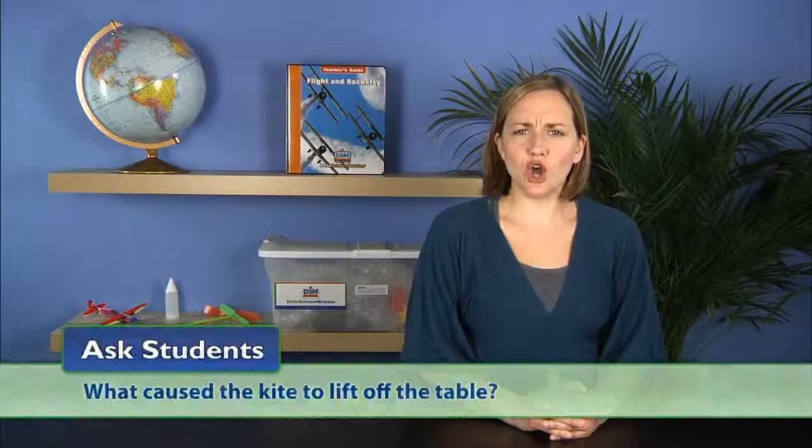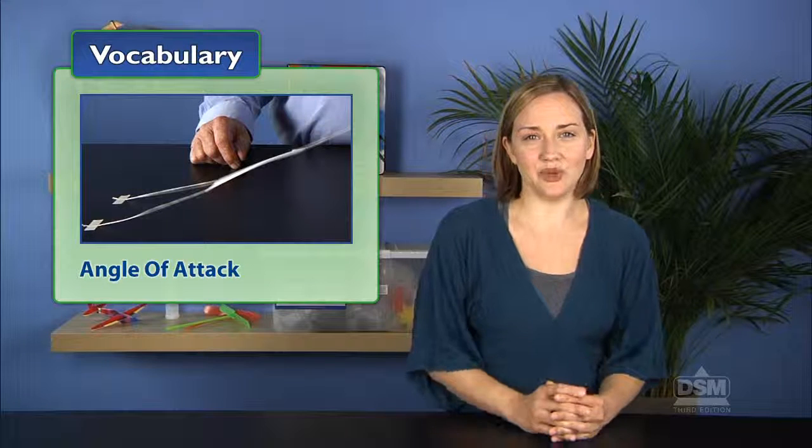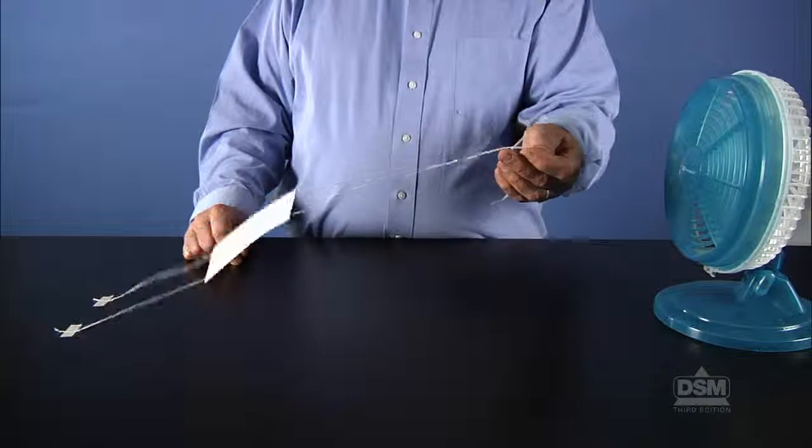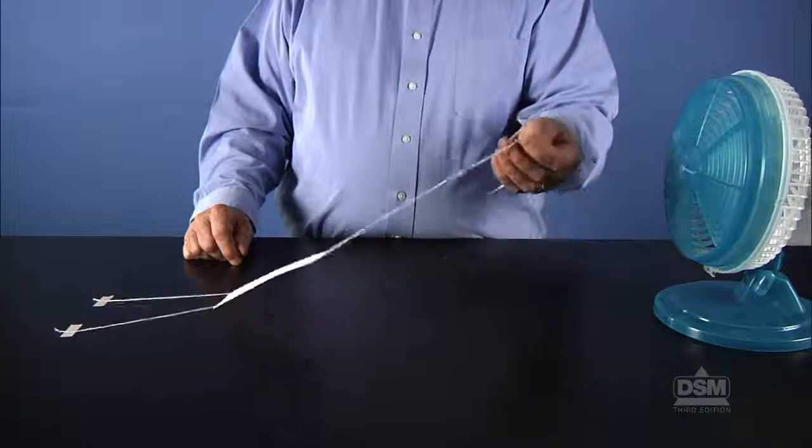Then ask, what caused the kite to lift off the table? Students should notice that the angle of the kite changed. Tell students that in order to get this kite to lift, you have to change the angle of attack, the angle at which the wind hits the surface of the kite. Guide students to understand that when the card is held at an angle to the wind, it gets pushed backward and upward. Then pull the strings to tilt the kite until it is nearly parallel with the table, making the angle of attack smaller. Ask students, why did the kite fall? When the angle of attack is too small, the kite loses lift.